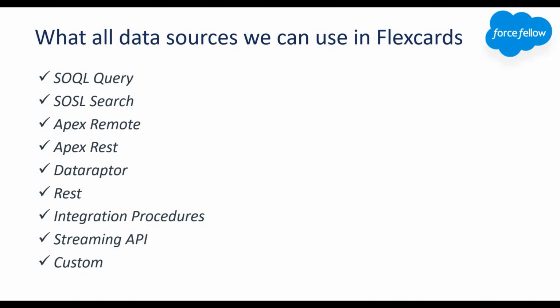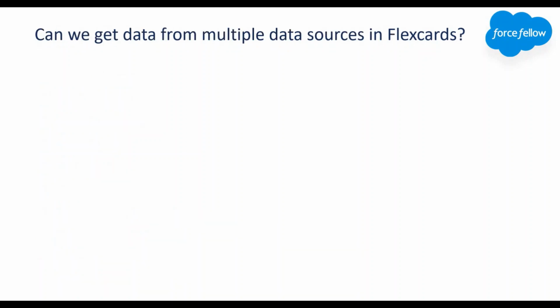Next we have custom. If you want to use any custom temporary JSON as a data source, then we can use this option. Okay. So we have all these options to select as a data source in a Flexcard. In a nutshell, in a Flexcard we can show data from the Salesforce database, from an external system, and also we can read data from Apex.